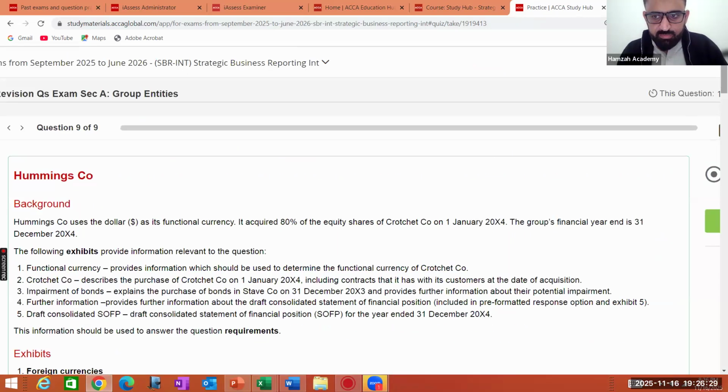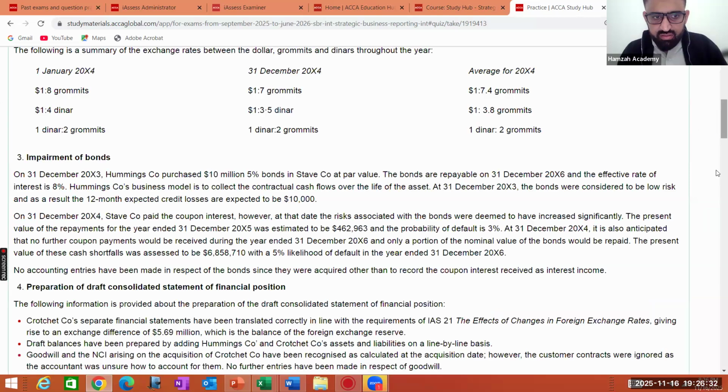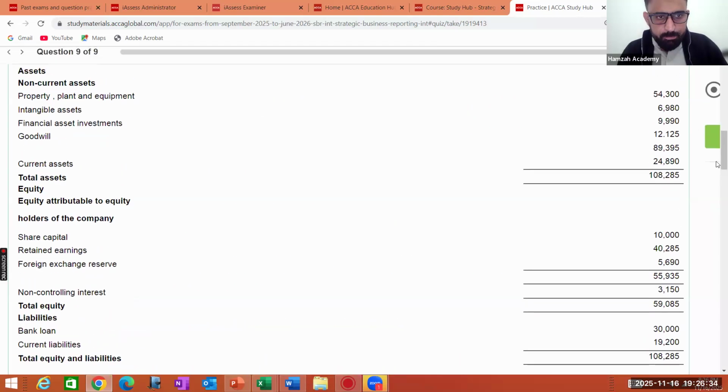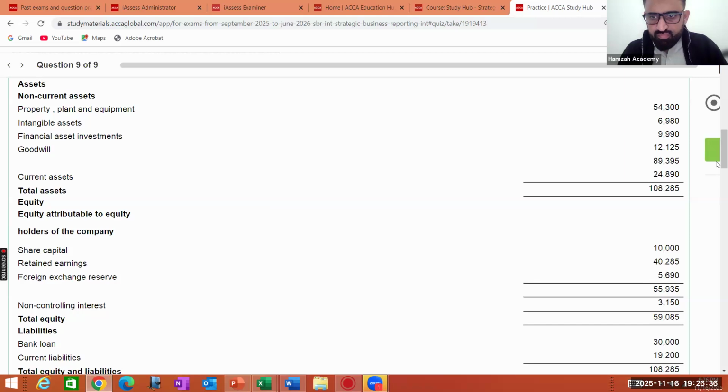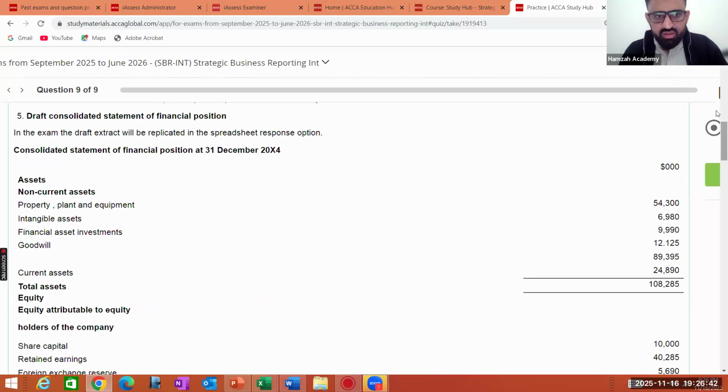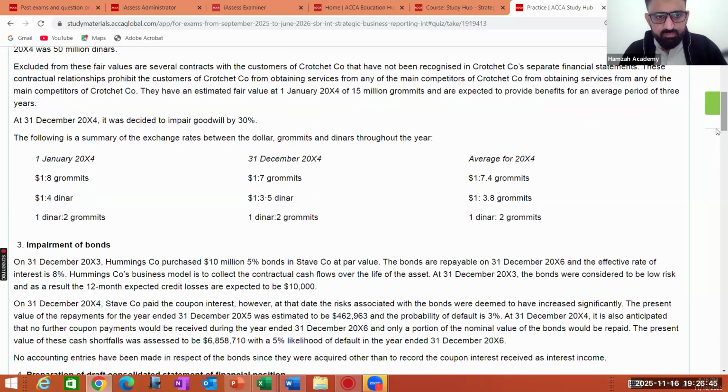And this is the pre-populated spreadsheet which we have to rectify for the error.